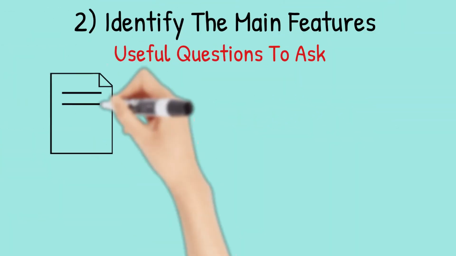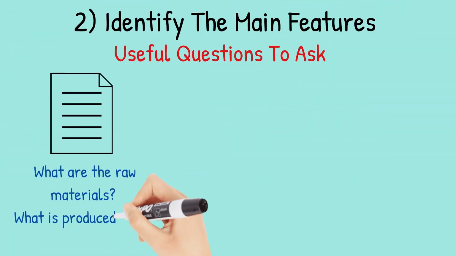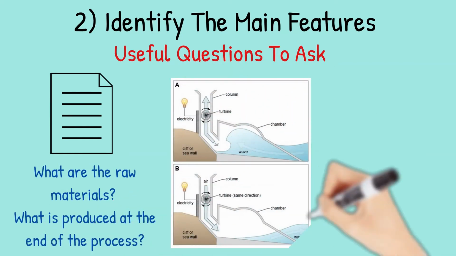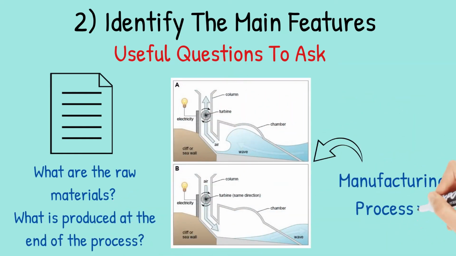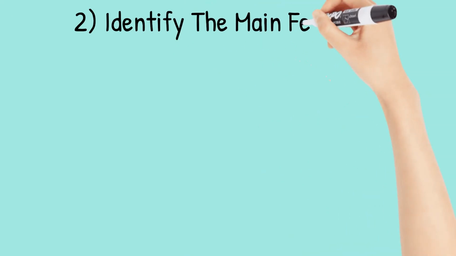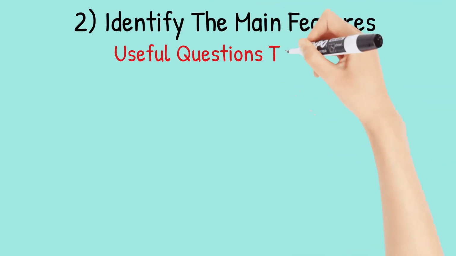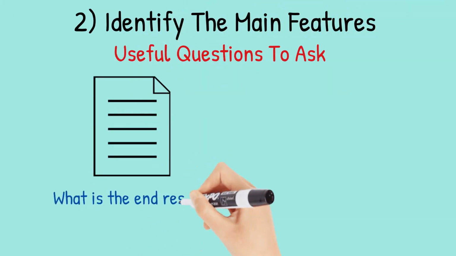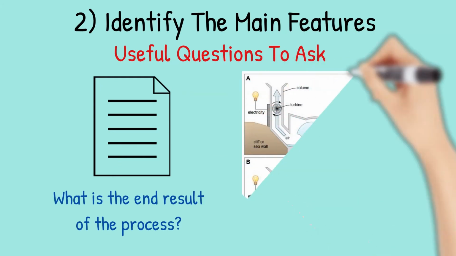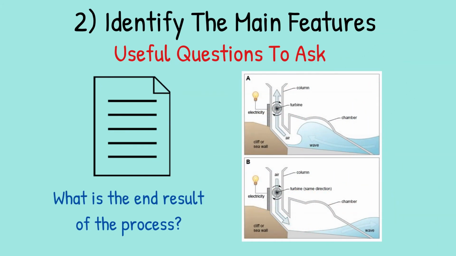Next question to ask is, what are the raw materials? What is produced at the end of the process? These questions obviously apply only to manufacturing processes. For other types of processes, it might be more appropriate to ask the following questions. What is the result of the process? This question is relevant for a practice IELTS process diagram question which shows a process that creates something using a particular structure. The end result is the production of electricity.